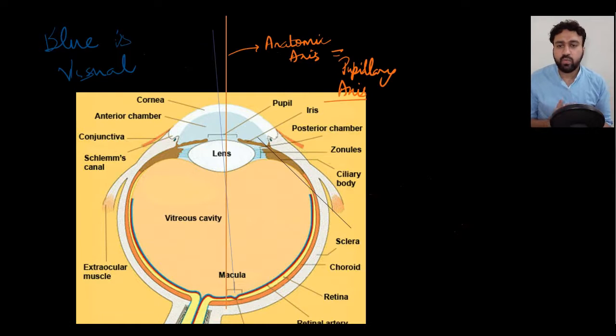The next line we need to understand is the anatomical axis or the pupillary axis. This is a very simple one. It is basically a line drawn perpendicular to the pupillary plane, passing through the center of the corneal curvature, and it divides the human eye into two equal halves. It divides the retina into an equal right and left hemiretina.